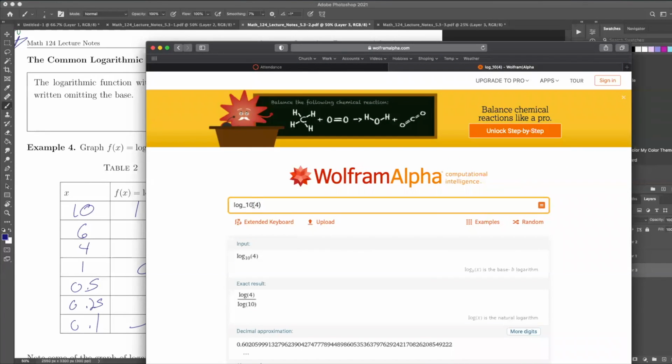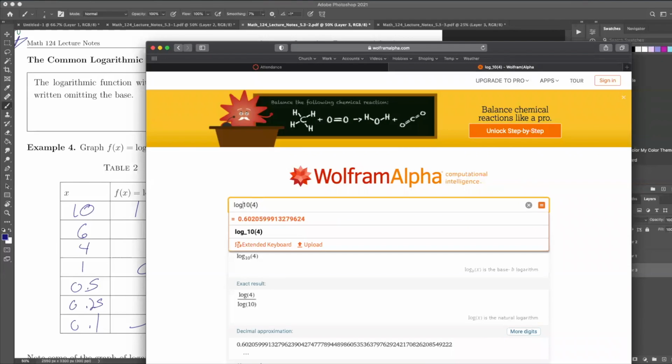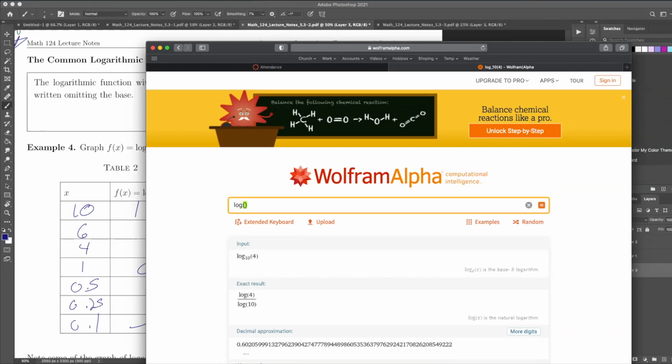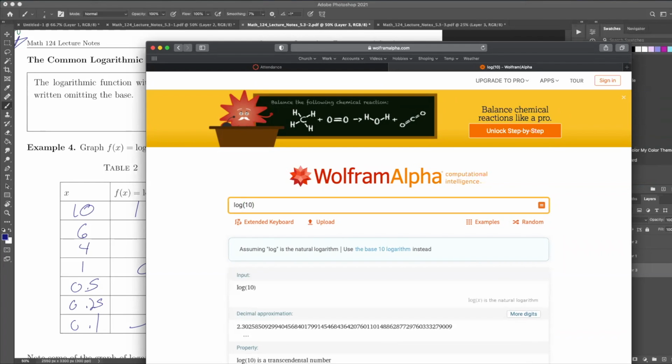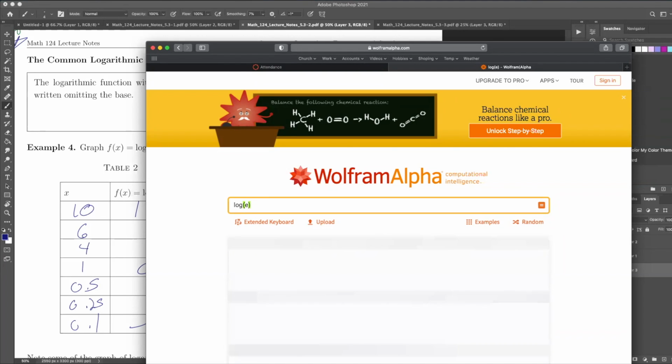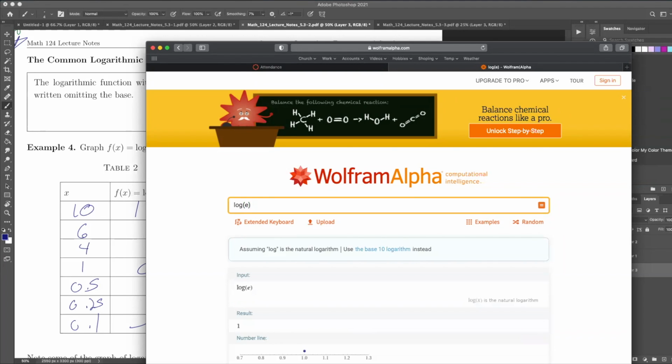Now let's ask the super fun question: what does Wolfram Alpha think log base nothing is? If I just type in log and then 10, I get, oh my goodness, guess what Wolfram Alpha thinks log is? Wolfram Alpha thinks log is log base e. It says, assuming log is the natural logarithm. At least it tells you correctly, right? I assume you meant the natural log.